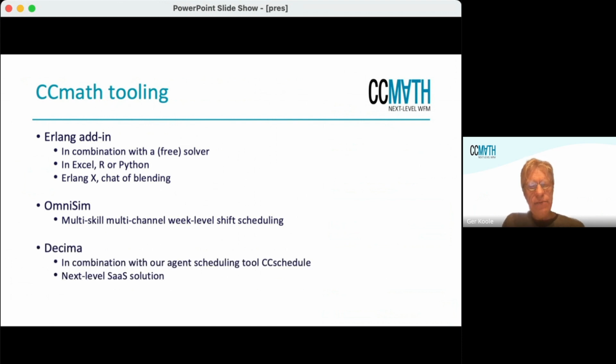And then finally, we have an engine which is called Decima, and that is under the hood of our own scheduling application, which we think is a beautiful SaaS application that does scheduling in all its generality, multi-skill, multi-schedule, etc.